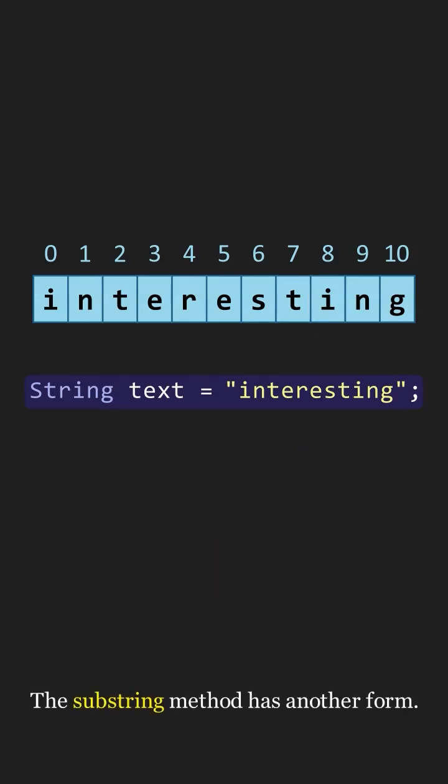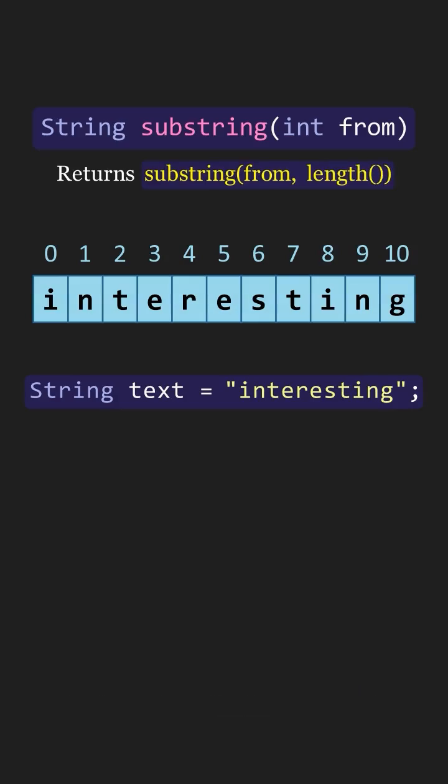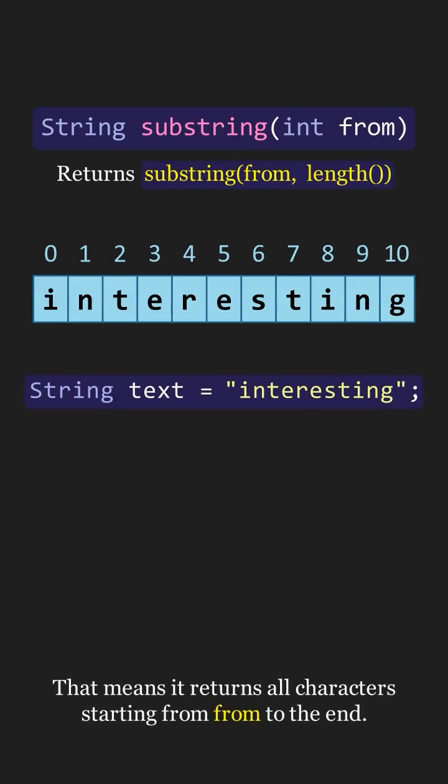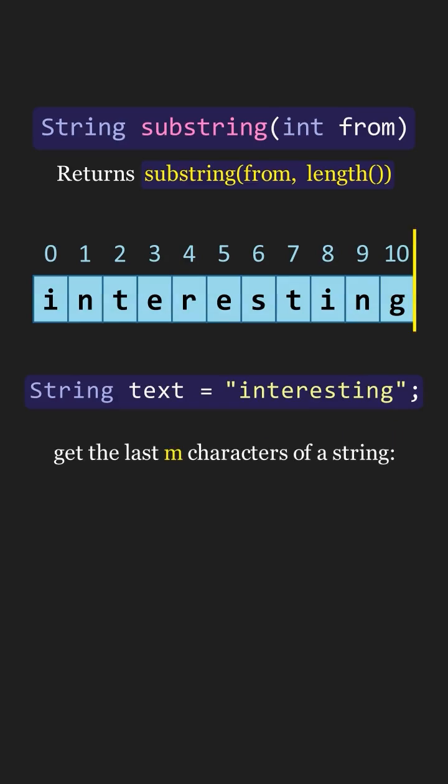The substring method has another form. It takes only one parameter, int from, and returns the substring from from to length. That means it returns all characters starting from from to the end. For example, substring from 8 returns "ing". From 6 returns "sting". From 4 returns "resting". We can get the last m characters of a string by using this method.